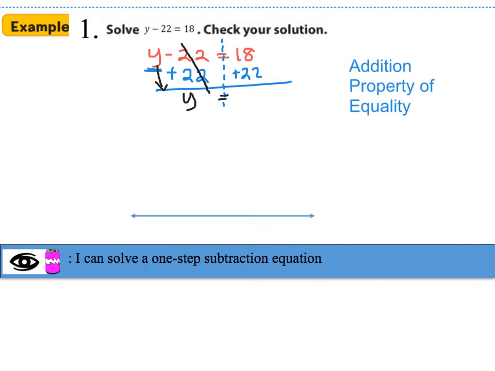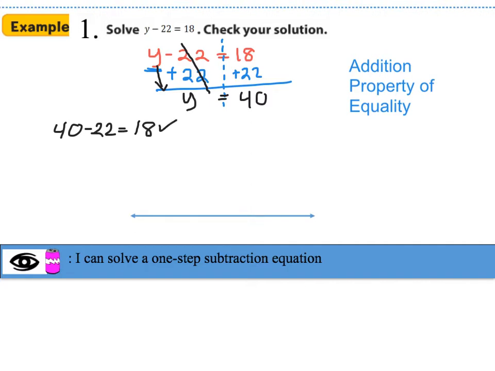Drop down the equal sign, and on the right side we can add 18 plus 22, which is equal to 40. So we can check our solution by plugging our value of y, which is 40, back into the equation. So 40 minus 22, if we do the math, we will get 18, so we just checked our solution.